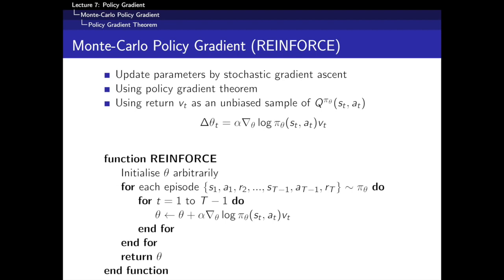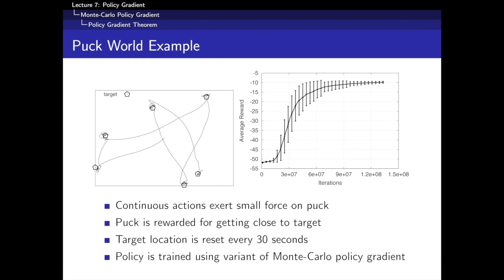Okay, so here's a little example. This is using that same Monte Carlo policy gradient with a particular policy parameterization. The idea is that you start off with this puck in this world, and this puck is sliding along. There's very low friction in this domain, and you just get to exert a small force on it every time step, which can slightly perturb its direction. And so if you're not careful, it can really overshoot its target. The target is given by this pentagon, which moves around every now and then, and it has to try and reach that target. It gets a reward when it gets close to the target, and it's reset every 30 seconds.